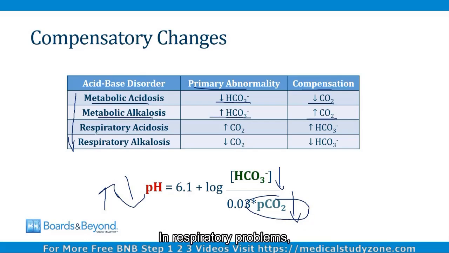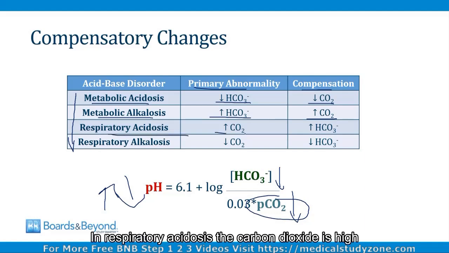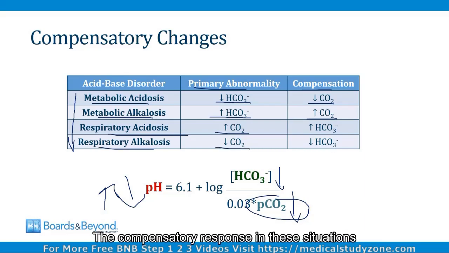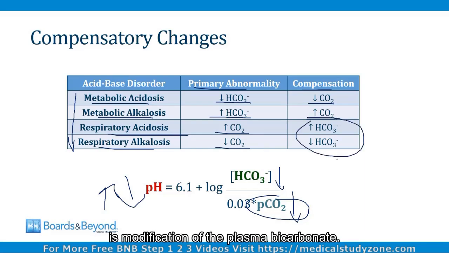In respiratory problems, the issue is with carbon dioxide. In respiratory acidosis, the carbon dioxide is high. In respiratory alkalosis, the carbon dioxide level is low. The compensatory response in these situations is modification of the plasma bicarbonate.